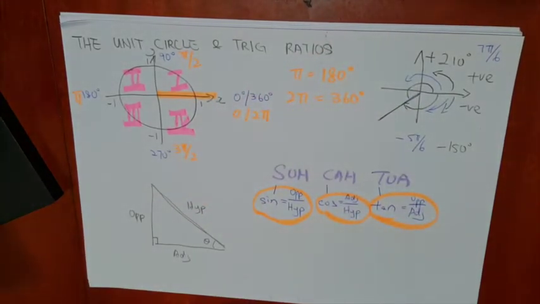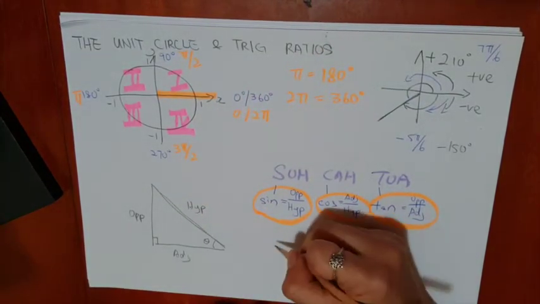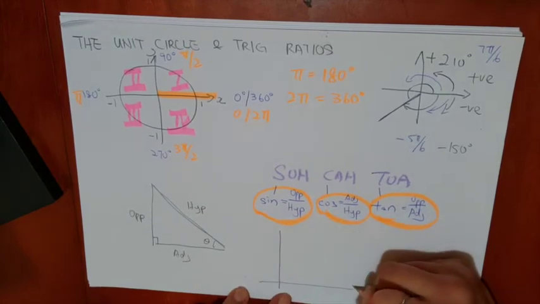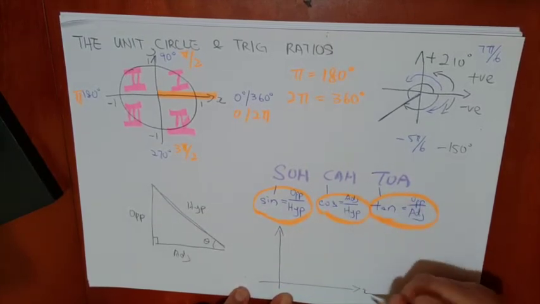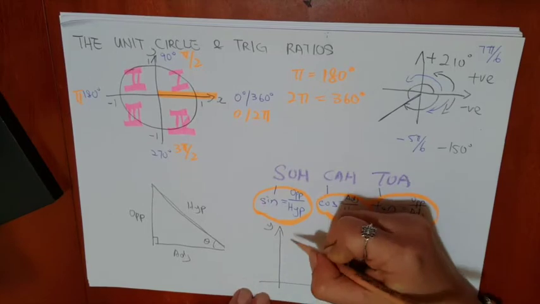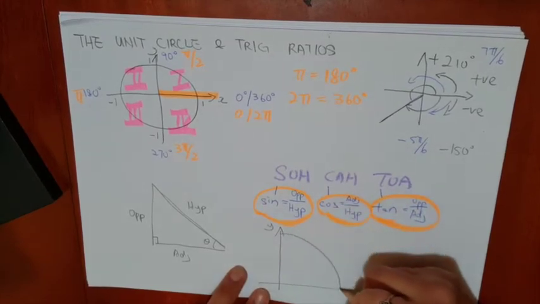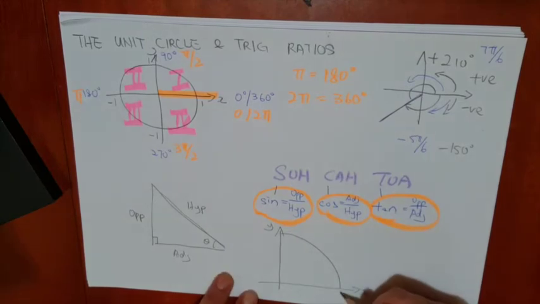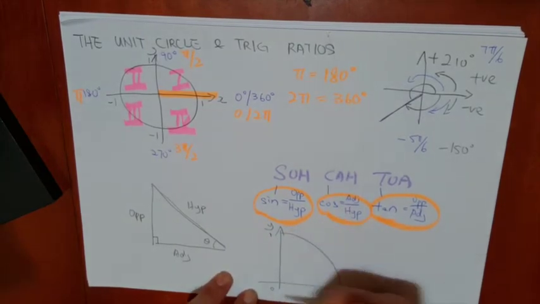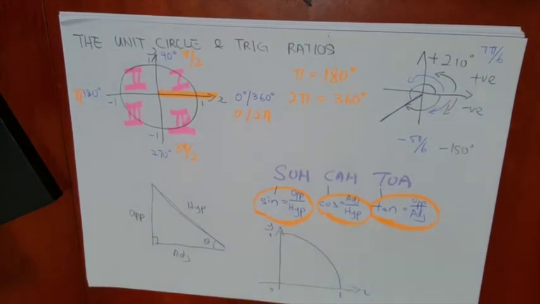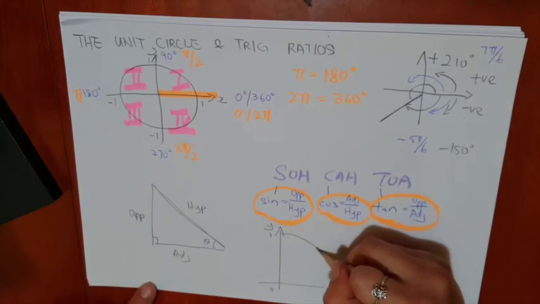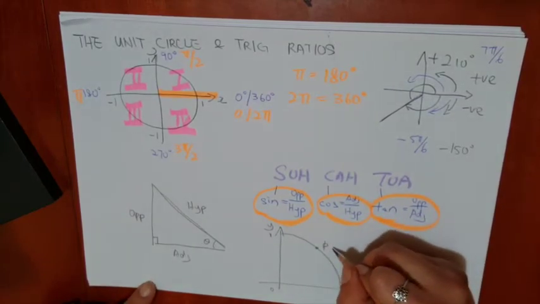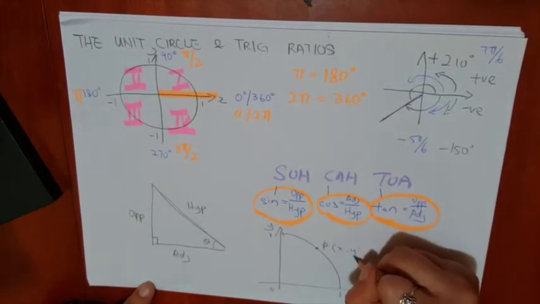So let's say if we take out the first quadrant, it will look like this. This is X, this is Y, and this is the circle. This is 1, and this is 1, and this is 0. So let's say we have a point P, and P is a point on the unit circle. P has a coordinate of X and Y.